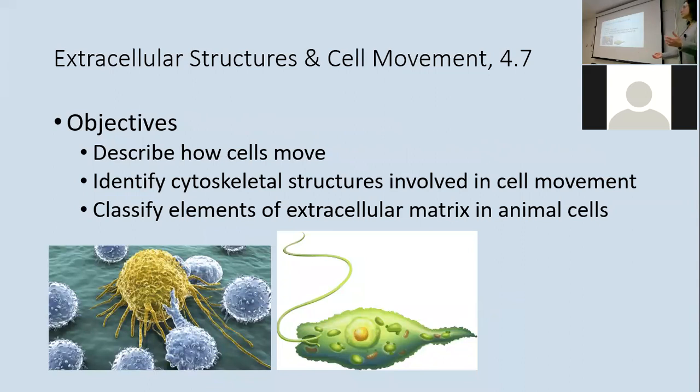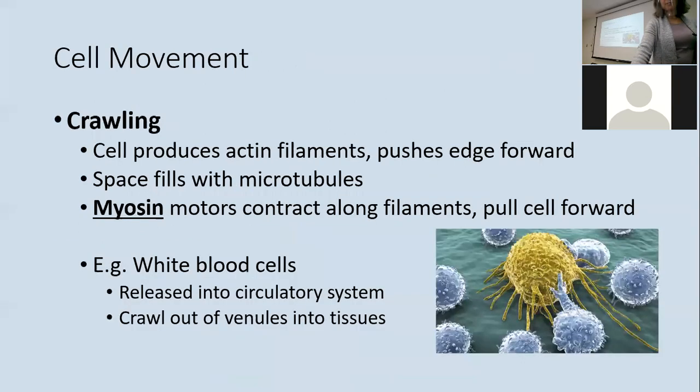And so let's talk a bit about movement. We're going to talk about how cells move. There's a couple, three ways we'll talk about. And then we'll talk a bit about the extracellular matrix that is present in animal cells. We'll get there, but first, cell movement. The first way we see cells moving is crawling.